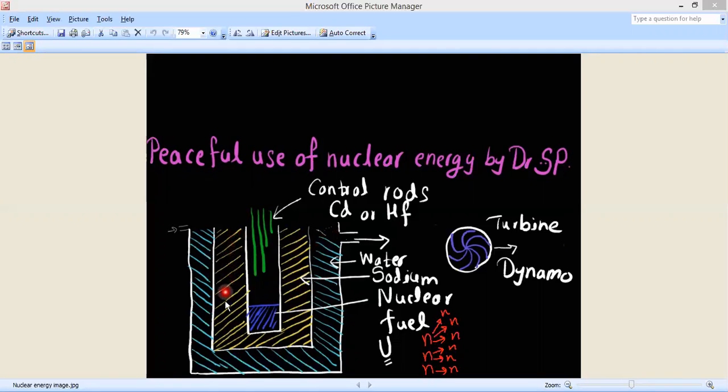Now go to the next concentric cylinder, and I have written here that you have sodium metal filled in this cylinder. Now what is the role of this sodium metal? Sodium metal absorbs the heat energy that is coming from the core of the reactor. After absorption of the heat energy by the sodium, what happens? This energy is dissipated to the simple water that is flowing through the next, the outermost concentric cylinder of our reactor.